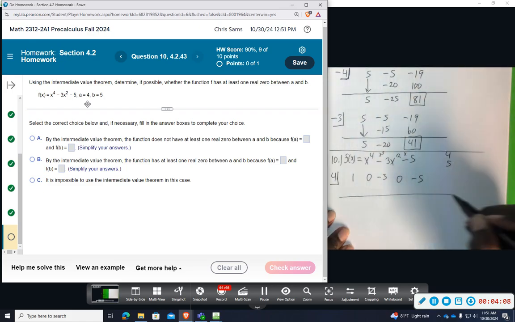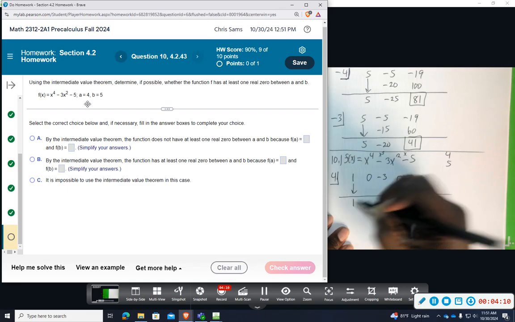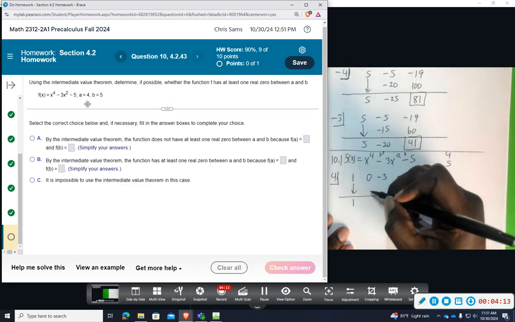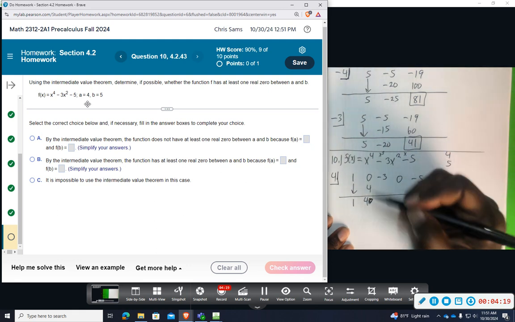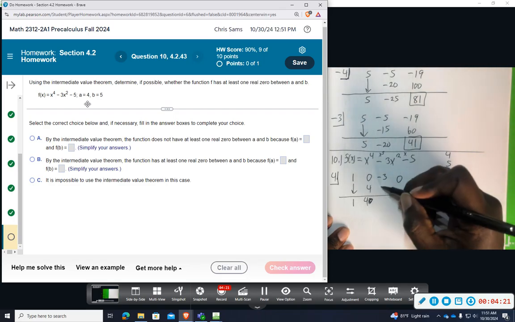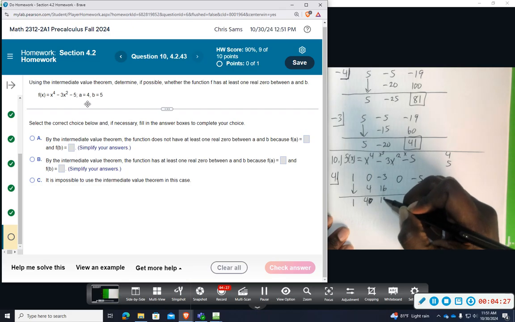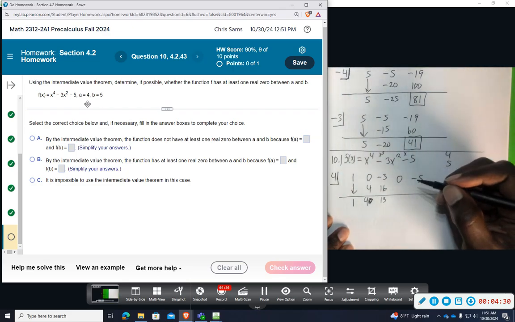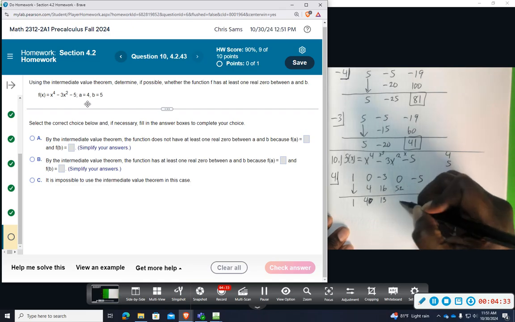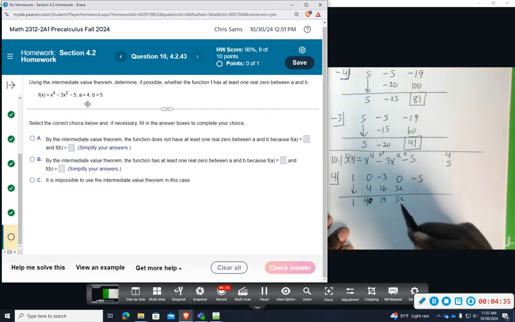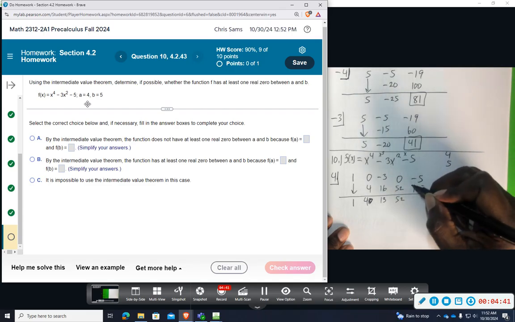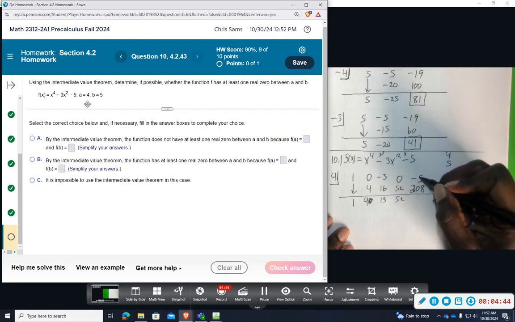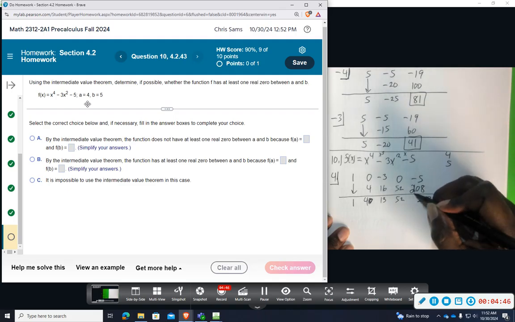All right, same process. First number straight down, and then we're going to multiply. 4 times 1, 4. Add 0, sorry, 4. Then multiplying 4 times 4, 16. Subtract, because they're different signs, will give us 13. 4 times 13, 52. Add, we get 52. And then 4 times 52, 208. And then we subtract that 5, and that gives us 203. Okay?